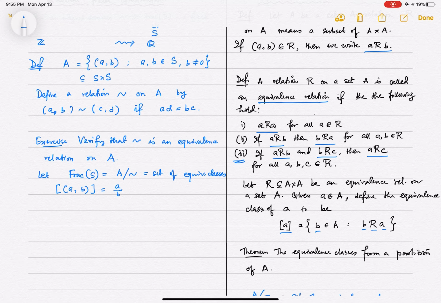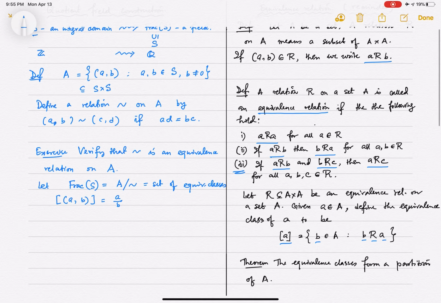Okay. And then you have to do various things. You have to define an addition on this, a multiplication on this, and then you have to identify S inside it and show that this frac S is actually a field. Instead of writing square bracket and then parenthesis, we'll just abbreviate this as AB. Let's not write A over B just yet. Let's just write AB. But now secretly you're thinking of this as A over B.